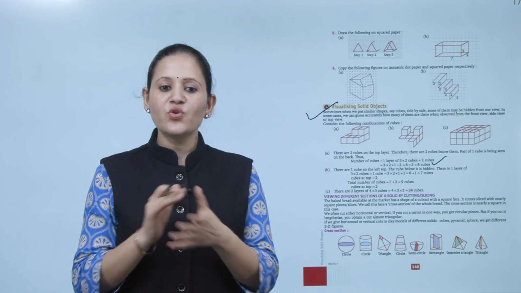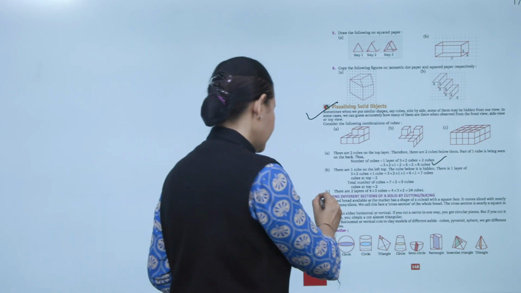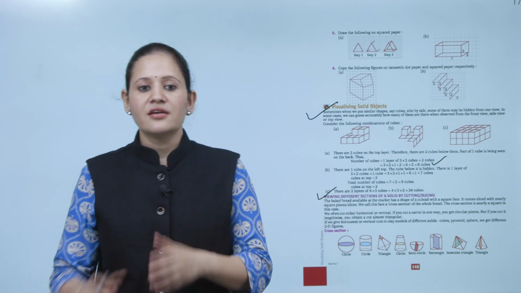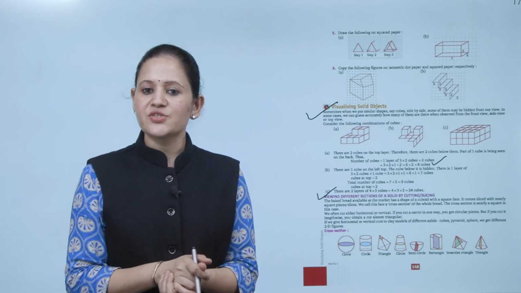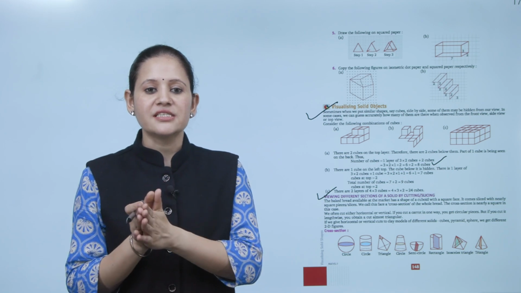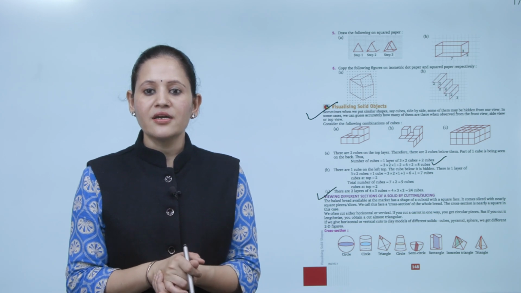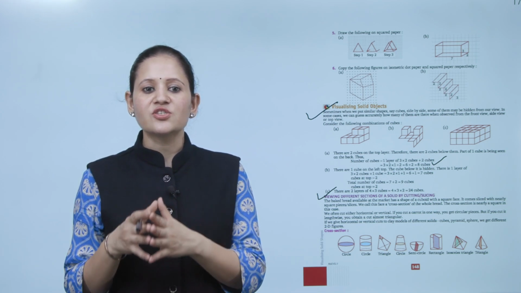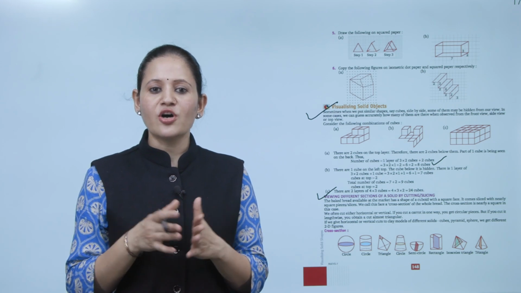Clear? Next, viewing different sections of a solid, cutting, slicing. The baked bread available in the market has the shape of a cuboid with square faces. It comes sliced into nearly square pieces. We call this face the cross section of the whole bread. The cross section is nearly a square in this case. We often cut either horizontally or vertically.